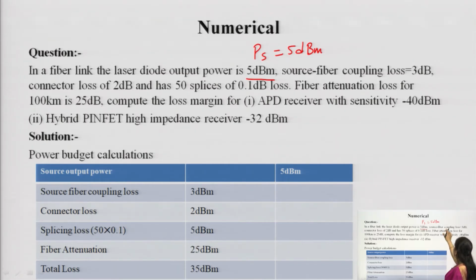Source fiber coupling loss: now a fiber gets coupled to the source, and when the coupling process occurs there is some loss. What is this loss? It is 3 dB.